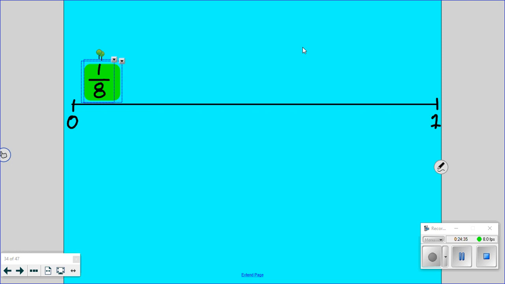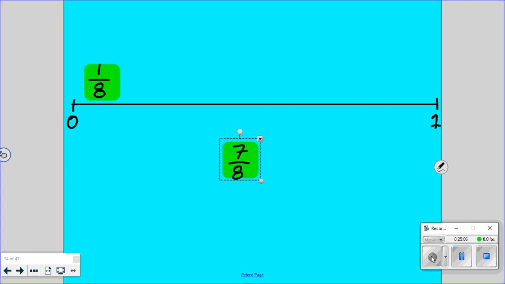Grab a new sticky note. Don't take your 1/8 off. Grab a new blank sticky note. I don't have any more. Grab a new blank sticky note. On this new sticky note, you're going to write the fraction 7/8. 7/8. That's going to look like this. Once you've got that fraction written, place it on your number line.